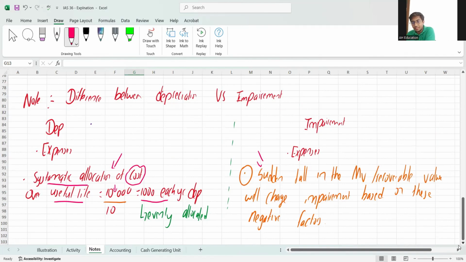Now, in terms of impairment, it is not done always. Impairment is not done annually. That is what we are going to learn in the topic. Impairment is only done if there is an indication of impairment. For example, if there is a sudden fall in your asset's market value or recoverable value, then you need to do impairment. So that is the difference between depreciation and impairment. In terms of depreciation, each and every year it is compulsory for you to charge depreciation. Impairment is also required, but only if there is an indication of impairment. If there is no indication, then you don't need to charge impairment at all. Simple as that.